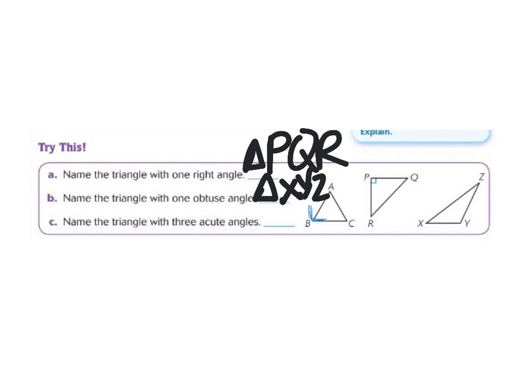Now I know it might be a little hard to see, but I can tell that angle B does not make a square corner. So let's try angle A. Nope, still doesn't make a square corner. We have one angle left to try. And C doesn't seem to make a square corner either. So I can see that all 3 of my angles are less than 90 degrees and none of them create a square corner, knowing now that my triangle with 3 acute angles is triangle ABC.